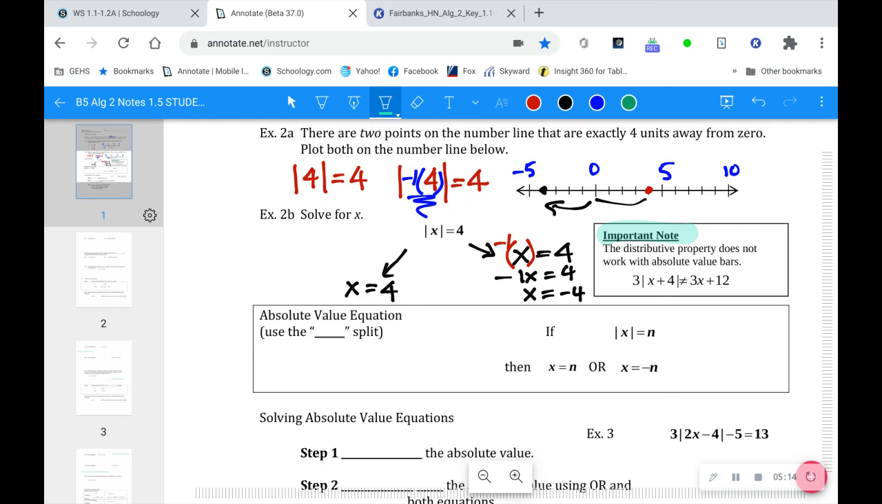Okay, I'm going to take a little side note here that's really important. It's on this, just printed here. That's the distributive property. It doesn't work with absolute value bars. So you're used to doing this with parentheses, and you multiply across, and you would say 3x plus 12 there. But the problem with that, well, these absolute value bars are not the same as parentheses, even though they are a grouping mechanism.